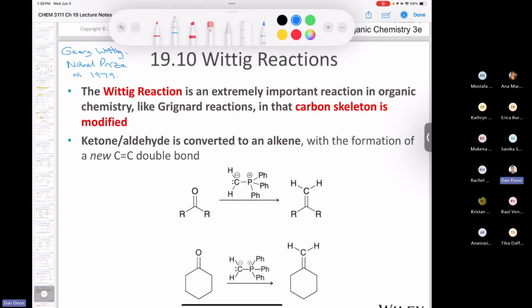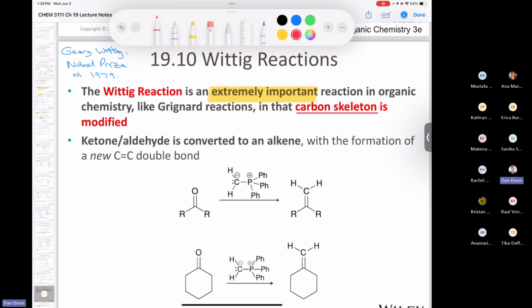So it says here, extremely important reaction. If you look at any ACS study guide or MCAT materials, they always bring up the Wittig reaction. Why? Because it's so important. And what makes it so great is, like most Nobel Prize winning reactions in organic chemistry, it finds a way to alter the carbon skeleton, okay? So we get to build on a carbon skeleton.